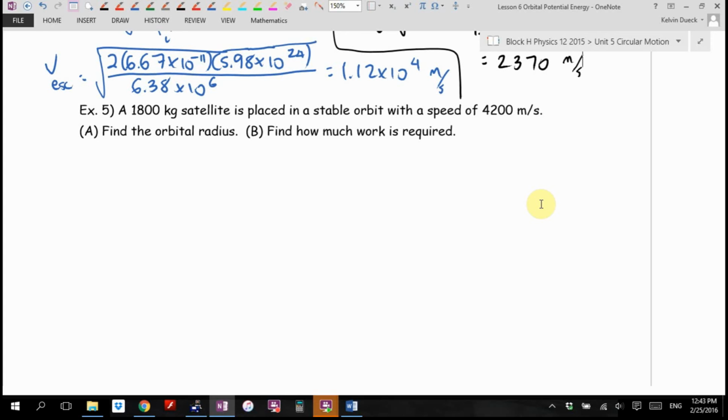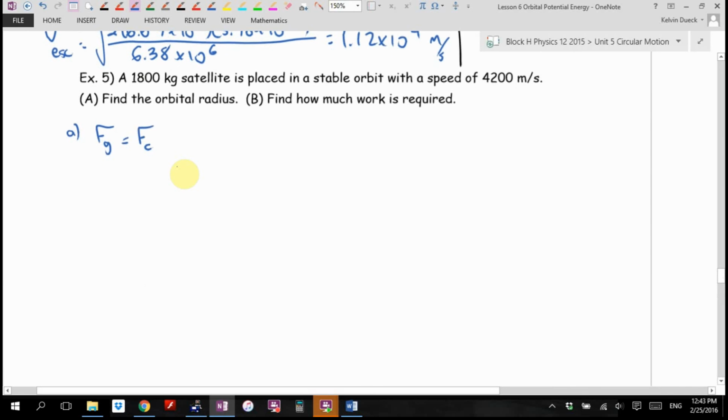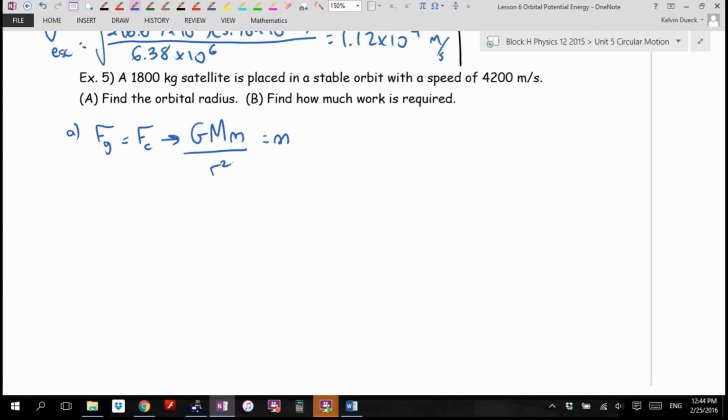What does A want me to find? What kind of radius? Gravity is what's pulling me in a circle. There's my trigger. I'm going to work sideways. Big G, big M, little m over r squared equals m. Which version of a circular acceleration do I want to use? The one with the V or the one with the T? The one with the V. Okay, v squared over r.